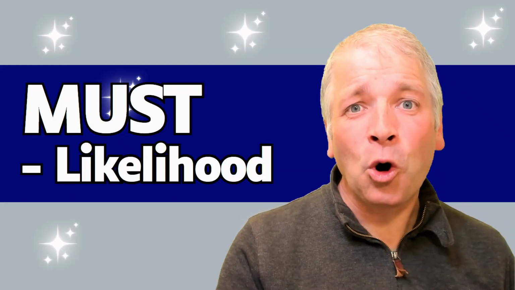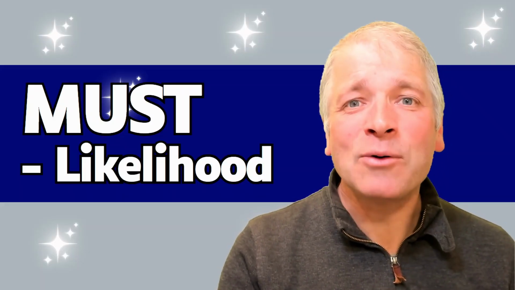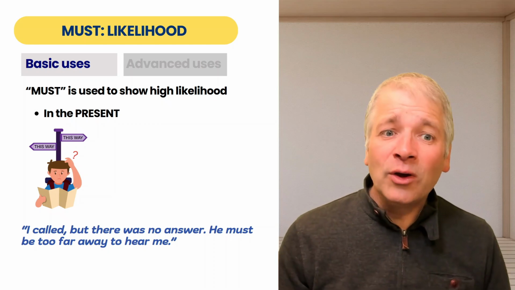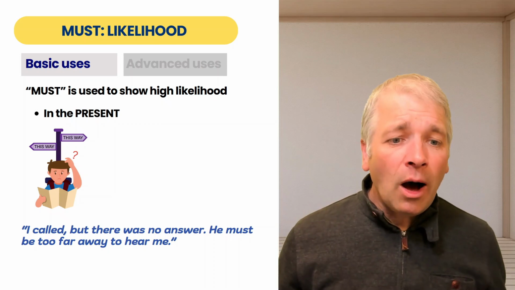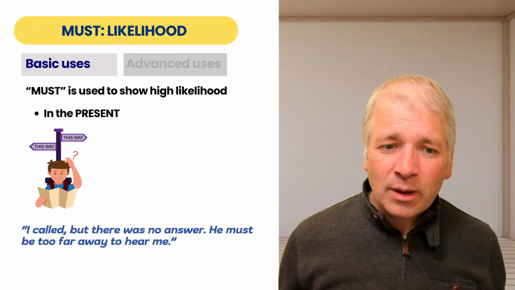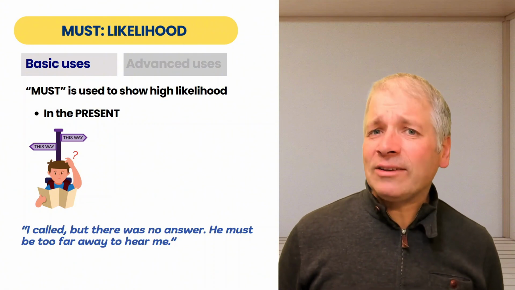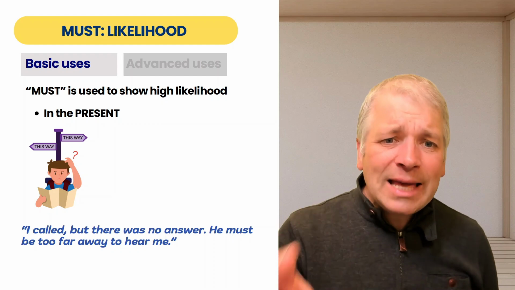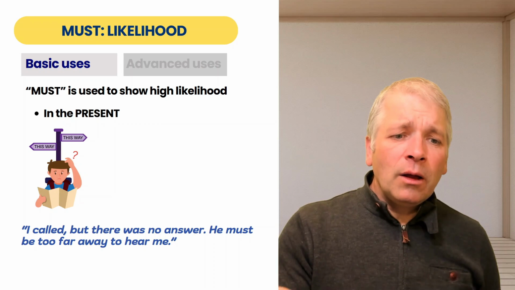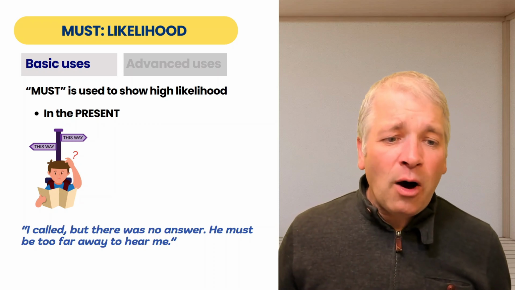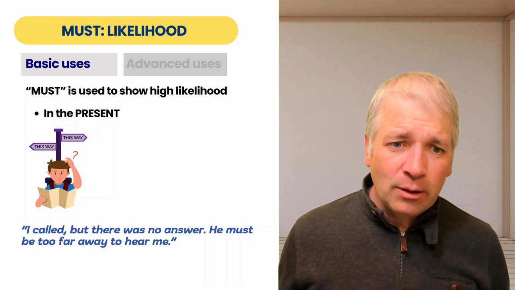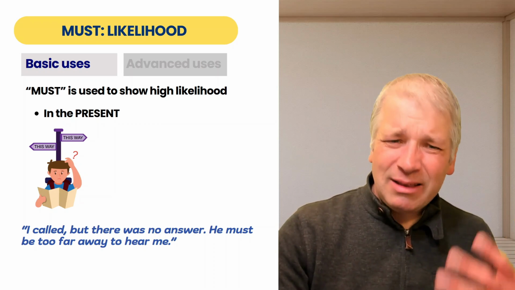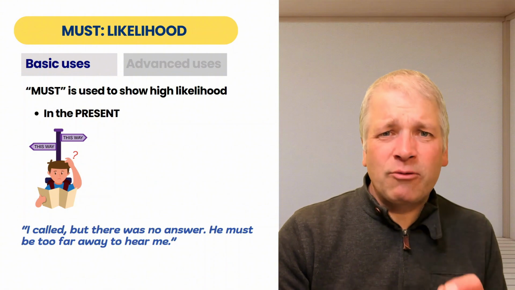Must can be used for likelihood. Let's find out how. Must is also used to show high likelihood in the present. I called, but there was no answer. He must be too far away to hear me. So he must be indicates it's likely that he was too far away to hear me. So here must be likelihood. It's a likely situation. It's linked to logical deduction, but it describes likelihood.